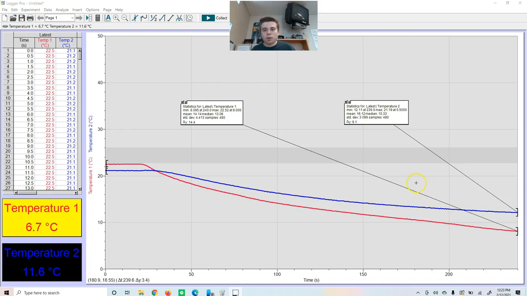And for temperature probe 2, our minimum temperature was 12.11. And our maximum temperature is going to be 21.19. So those are our two temperatures. So now you can go ahead and calculate the difference in those two temperatures and record that in the delta T box. Also make sure that you have calculated the molar mass for each of those two substances and determine whether or not there is hydrogen bonding going on there.